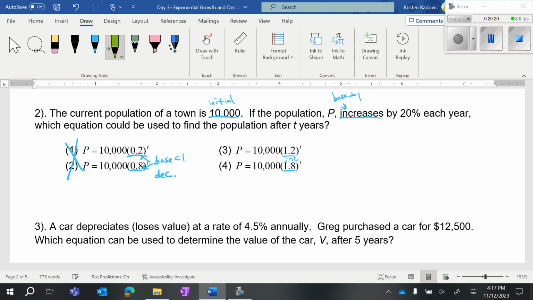Now, you want to specifically increase by 20%. Because you're increasing, you have a 1 plus r equation. Your rate is not 20%. Our rate is 0.2. So it's really important to notice that we never put percentages in equations. We always use the decimal form. So we have 1 plus 0.2, which is going to be 1.20. That is going to be choice 3. Whereas this one, the rate is equal to 0.8. That one's increasing by 80% each year.